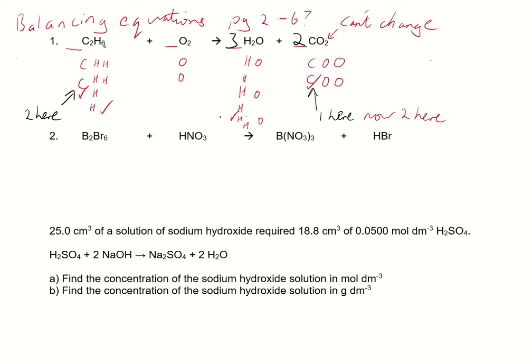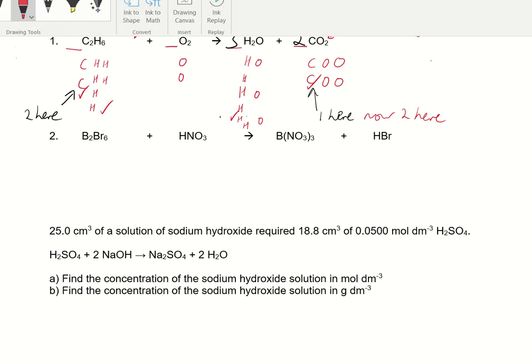Last one's oxygen. Currently I've got 2 oxygens here. Across this side I've got 4, 5, 6, 7. Now, when it's just the diatomic, like oxygen, you can have fractions. Some people like to avoid them, so I'll show you that in a moment. But what do I multiply 2 by to get up to 7? 3.5.